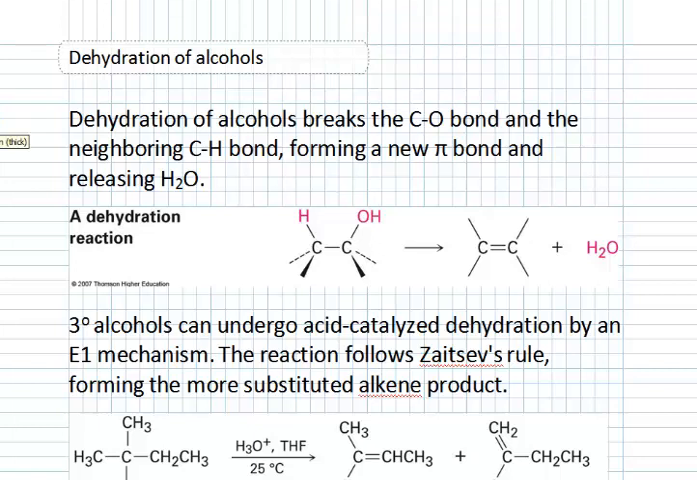Alcohols can be dehydrated, right? Dehydration is removal of water, obviously. So that involves removing the OH group as well as a neighboring hydrogen. So we break the C-O bond to remove the OH. We break a neighboring C-H bond next to it. Then we form a pi bond to make up for those bonds that we removed. Okay? That releases water, and that's a dehydration reaction.